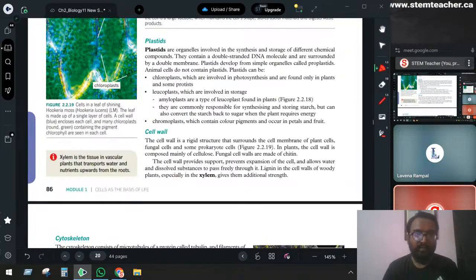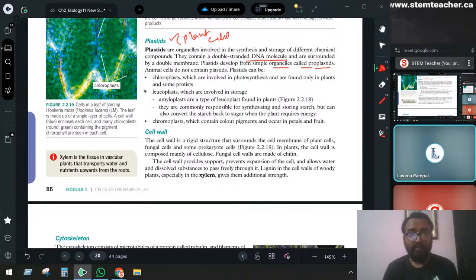They are the functionality. Next, plastids. Plastids are organelles involved in the synthesis and storage of different chemical compounds. They can contain double-stranded DNA molecules and are surrounded by a double membrane. Plastids develop from simple organelles called proplastids. Animal cells do not contain plastids. So animal cells do not have these plastids. They are available only in plant cells.